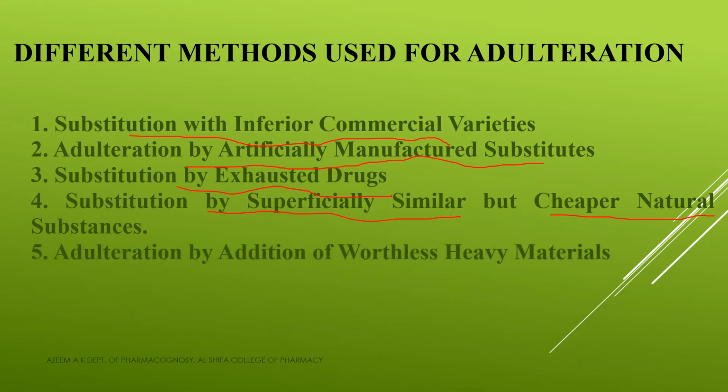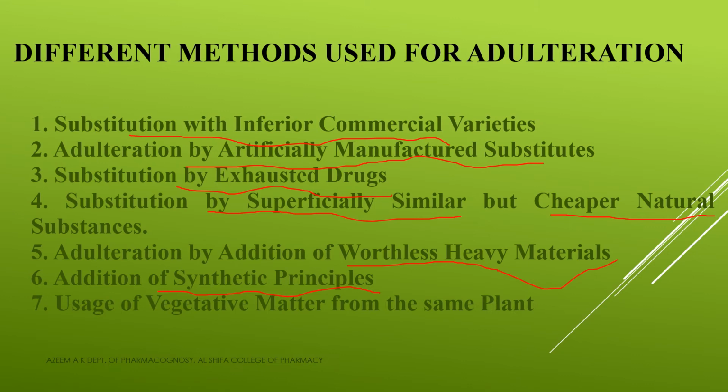Clear? Now the fifth one is adulteration by addition of worthless heavy metals. It is like putting stones in our rice. So that's the fifth one, adulteration by addition of worthless heavy materials. Clear? Now the sixth one is addition of synthetic principle. So in case of natural substances, if you are adding some synthetic substances, then this is this type of adulteration. So here, addition of synthetic principles.